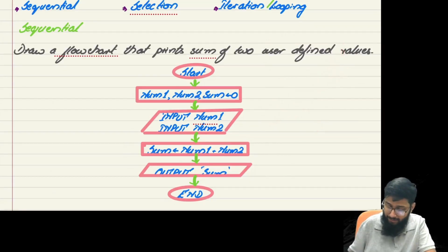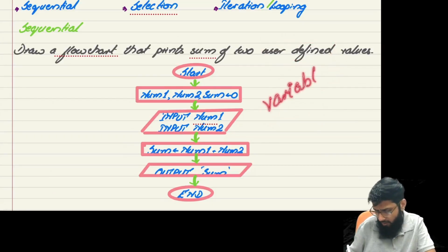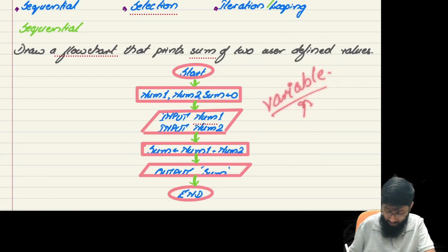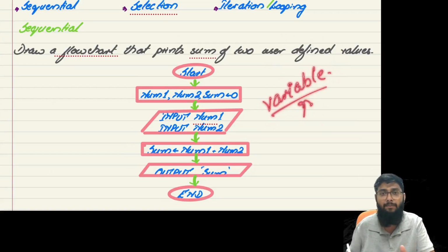Now if the value is user defined, that means you need to have a variable to store the value. You need to have a variable for the fixed values as well. But what are variables and what are constants? A variable is anything whose value can be changed each time the program executes. The user can input a different value. But constants are things whose value can never be changed.